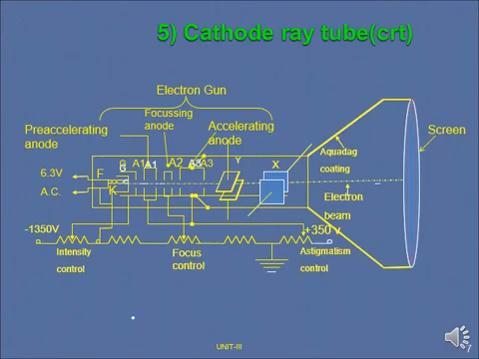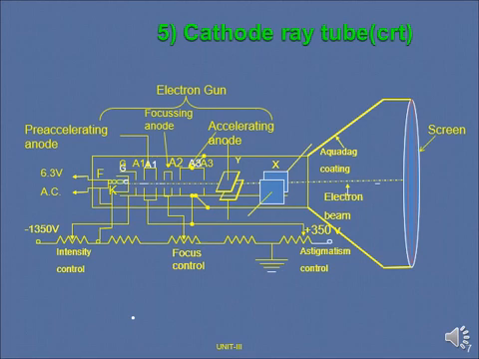Next, block number 5 is CRT. It is the heart of CRO. This is the sketch of CRT. It consists of 3 main parts: electron gun, deflection system, and fluorescent screen.